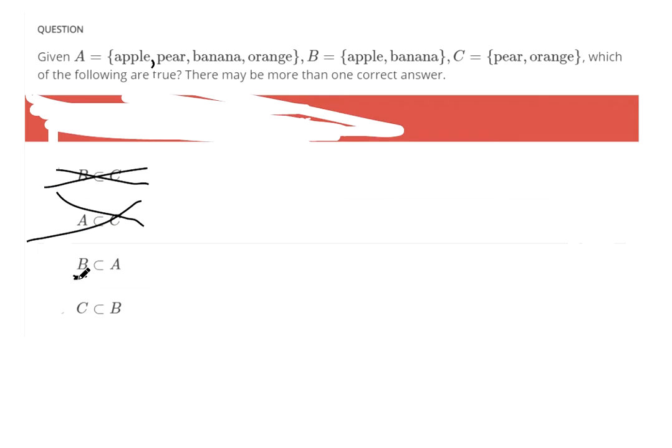This says B is a subset of A. That means all the elements of B are a part of set A. That is true. Apple is a part of set A. Banana is a part of set A. So this is true. This says C is a subset of B. That means all the elements of C are a part of B. Look, pear is an element of C, but that's not an element in set B, so that's not true. There's only one that's true for this one.